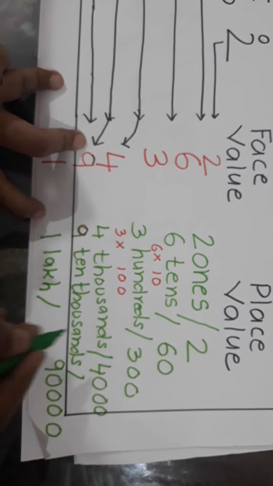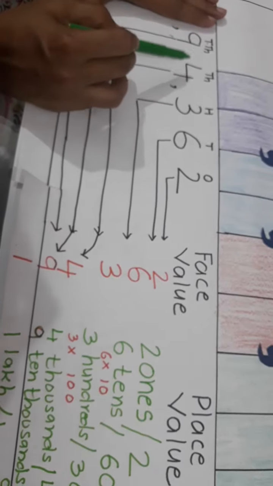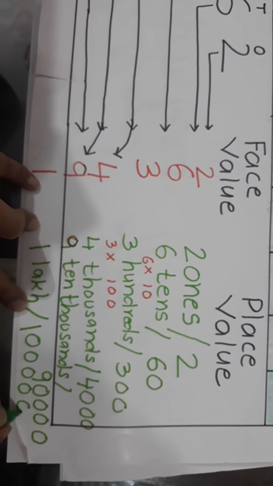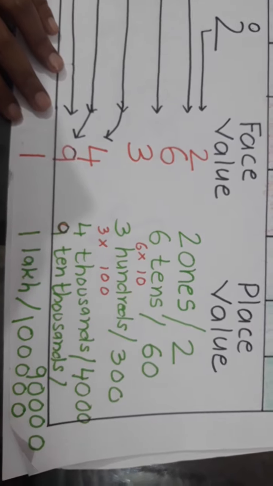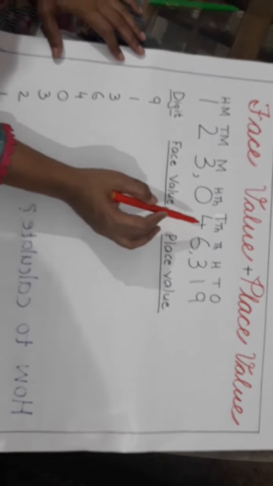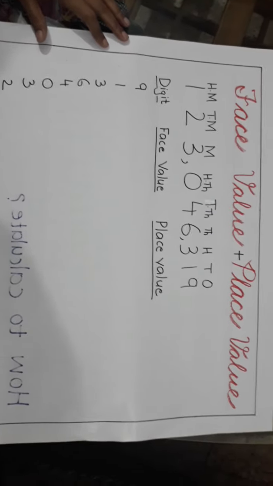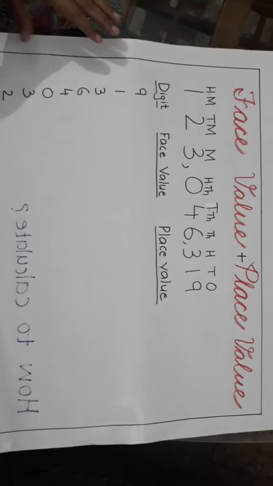Now, what was the trick of writing the place value? 1. Cover this digit. How many zeros? 1, 2, 3, 4 and 5. I'll put 5 zeros here. Now, this is very safe, children. The same thing can be used even for the international system. In this example, you will see I have put the commas after every 3 digits. So, which system of numeration is this? Yes, you are right. This is the international system of numeration.